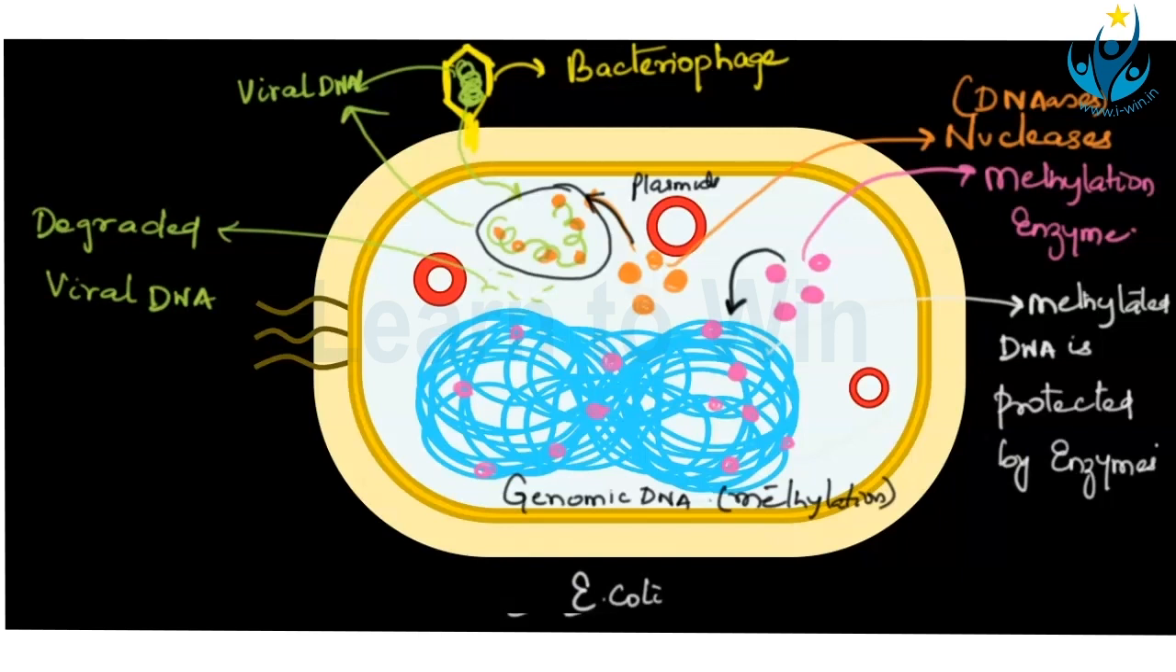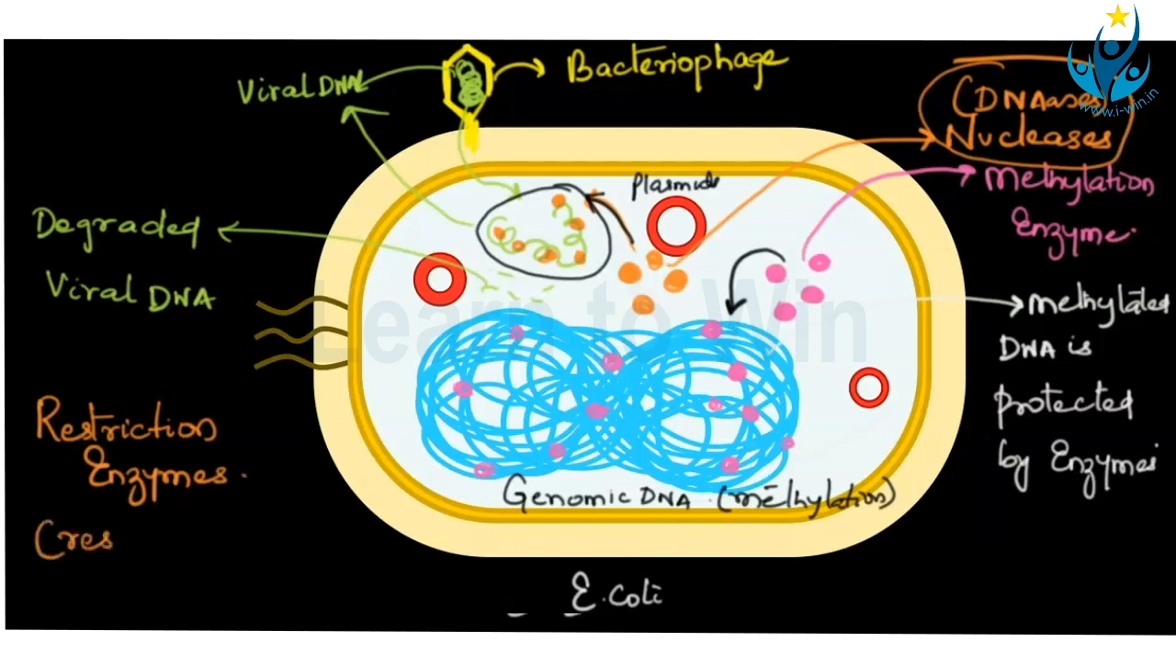These nucleases are also called restriction enzymes. Now, why are we specifically calling them restriction enzymes? Because they are restricting viral growth. They are preventing the lytic or lysogenic cycle from happening by degrading the viral DNA. So that's why they are called restriction enzymes.